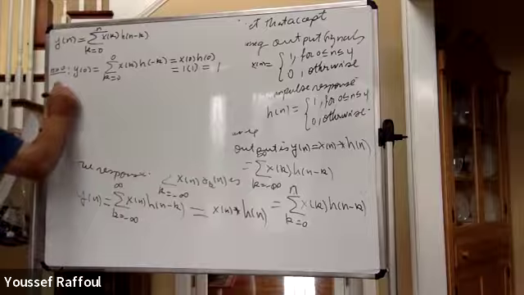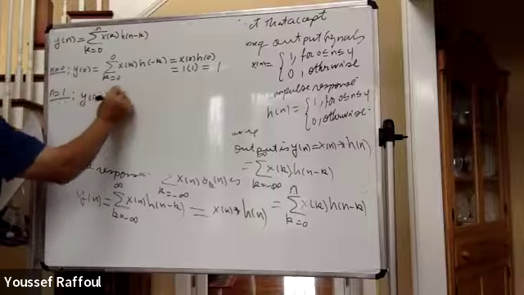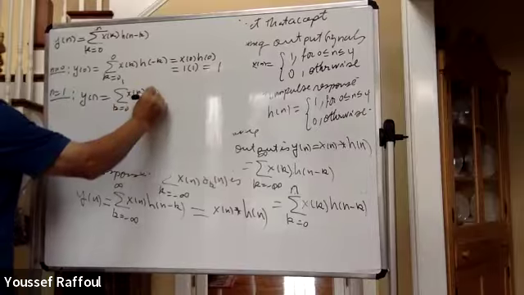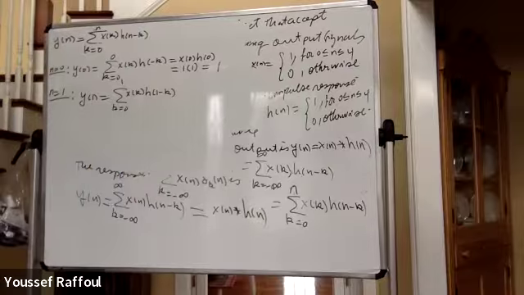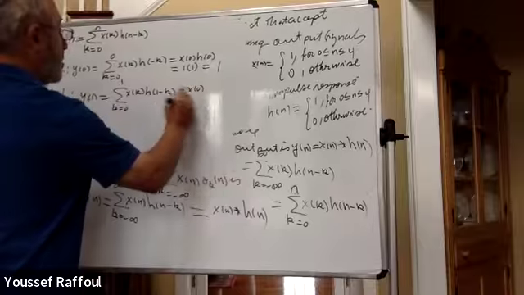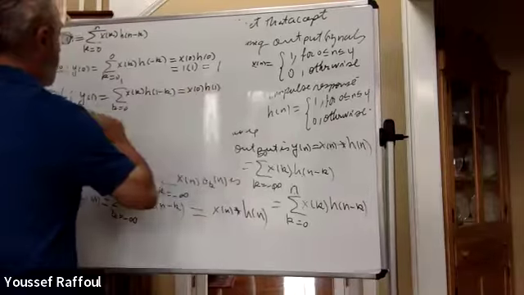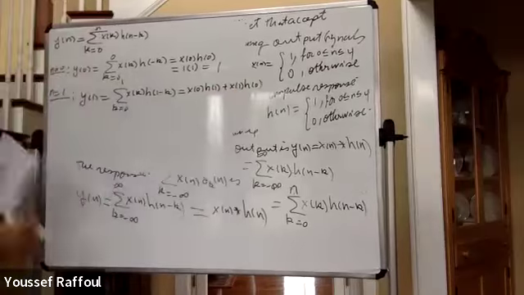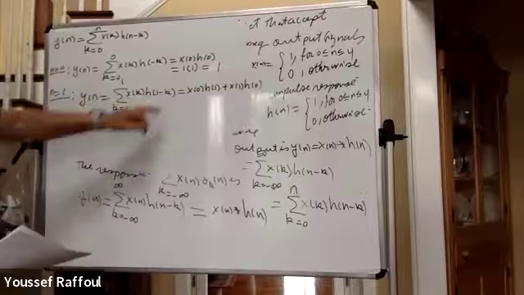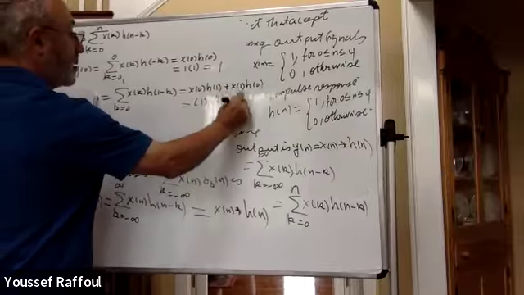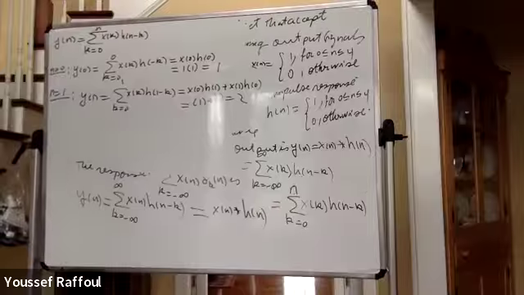For n equal 1, y1 equals the sum for k equals 0 to 1 of xk h1 minus k. So again, that is x0 h of 1 plus x of 1 h of 0, because when k equal 1, this will be h of 0. So that is 1 plus 1, that is 2.